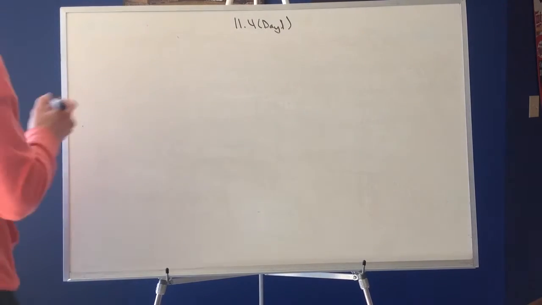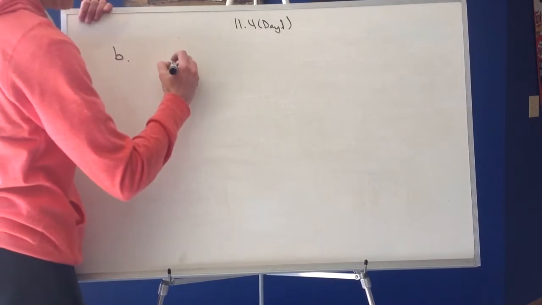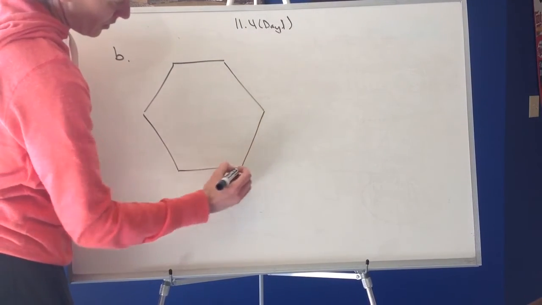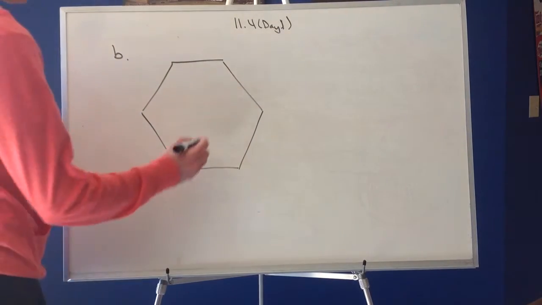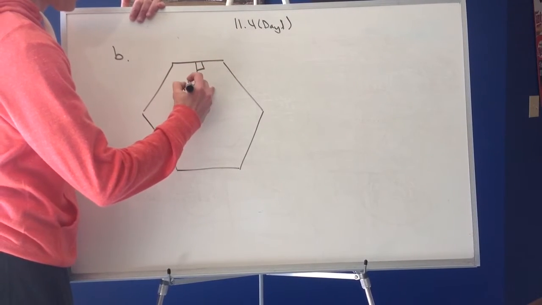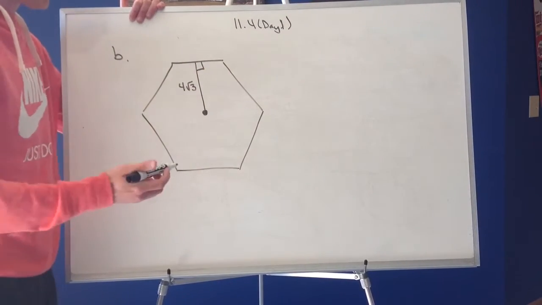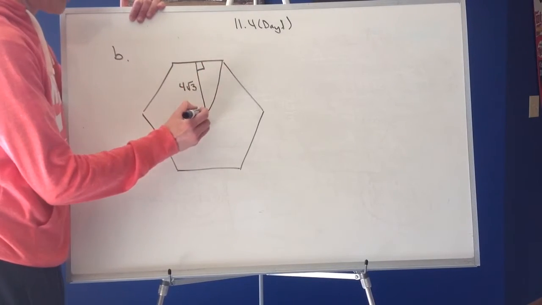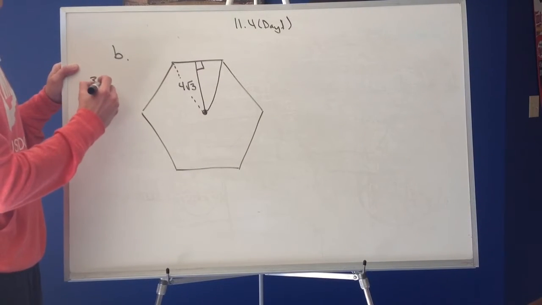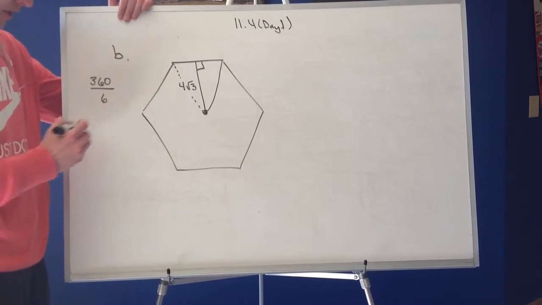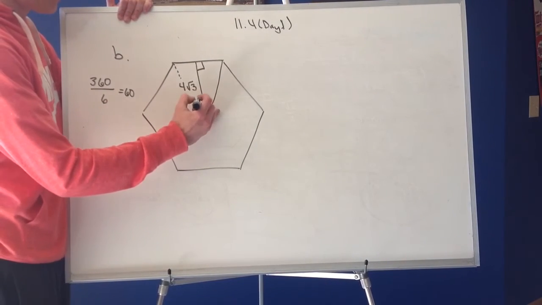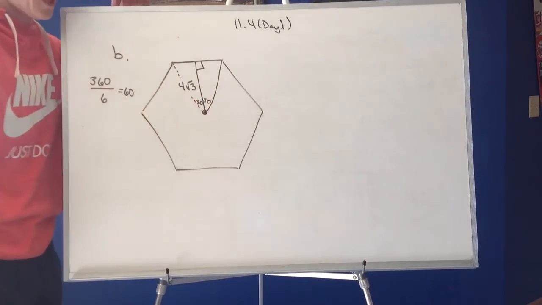The next one we're going to do is a hexagon. For this hexagon, they give you the apothem. They tell you it's 4 square root of 3. So again, you want to start by drawing in the central angle. Again, it's 360 divided by 6, which is going to give me 60. So that tells me the whole central angle is 60, which means it gets broken into 30 and 30.